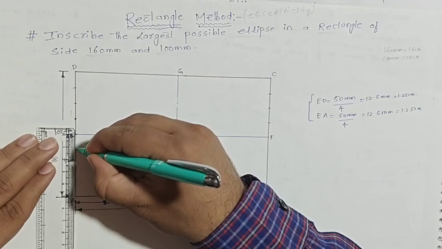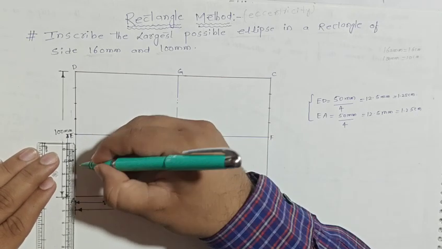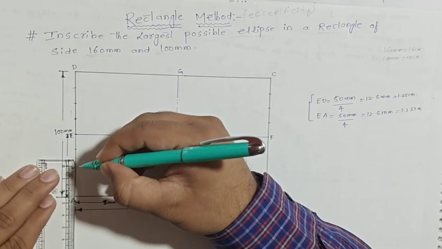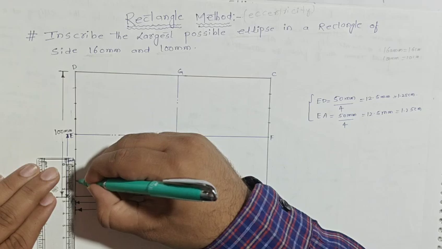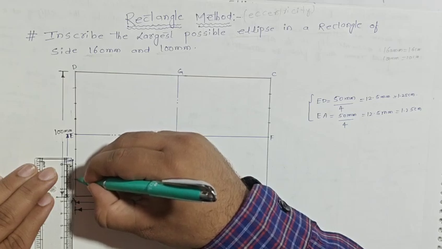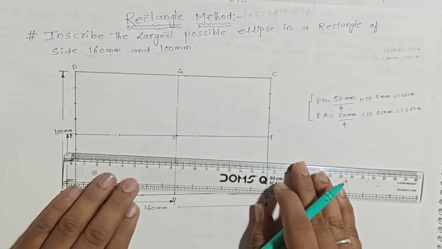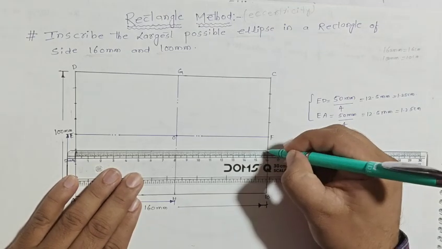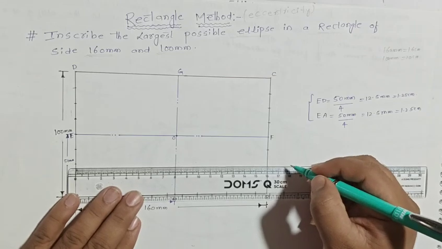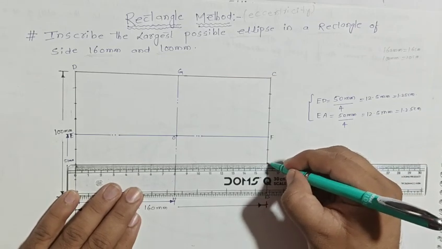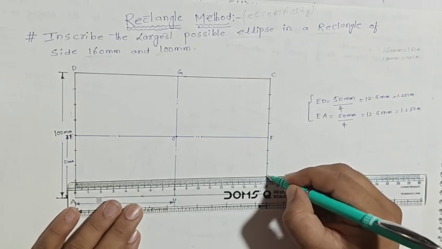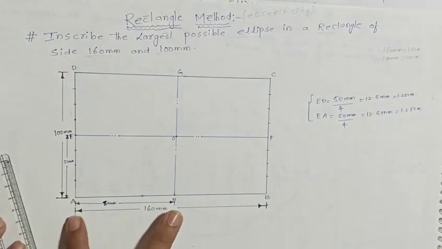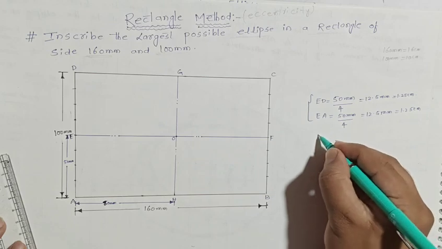We just have to mark the points here: 1 point, 1.25, 2 point, 1.25, 3 point and 4 point. Clear? The same parallel line you can draw toward the right hand side. 1, 2, 3 and 4.